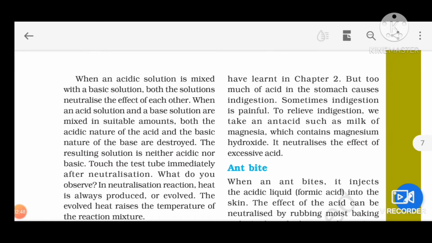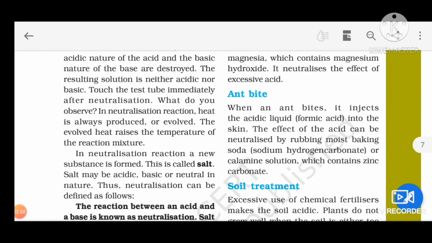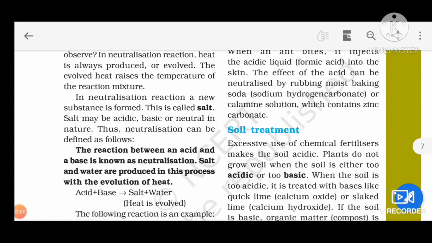situation, which is called neutralization, and it will not have too much effect of either acid or base. So this situation, bringing an acid and a base to react to a normal position or situation, is known as neutralization. The reaction between an acid and a base is known as neutralization. In this neutralization reaction, the substance formed is called salt.